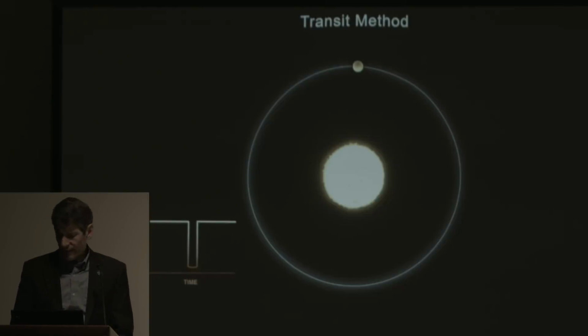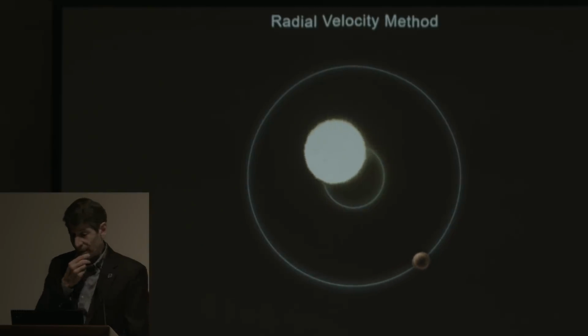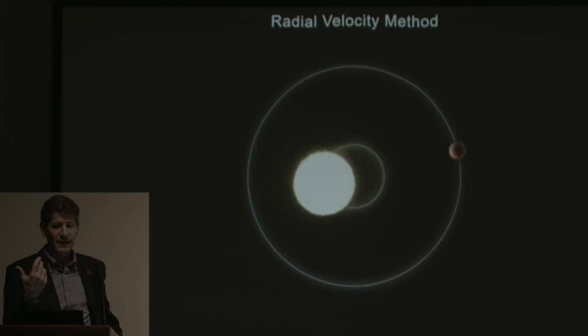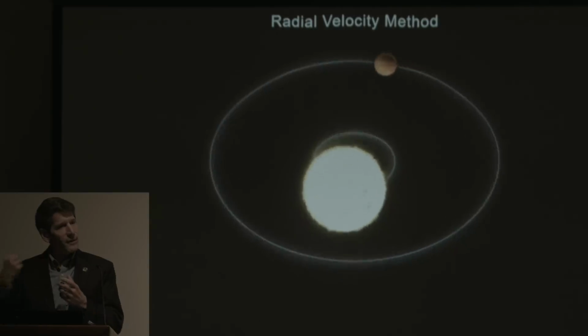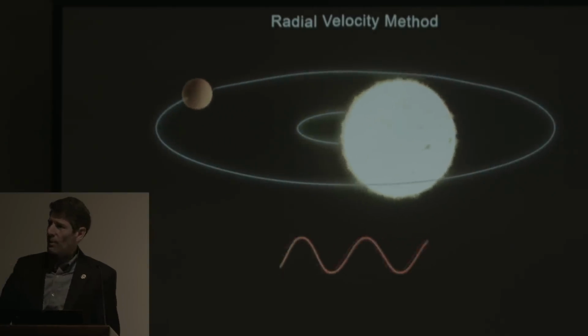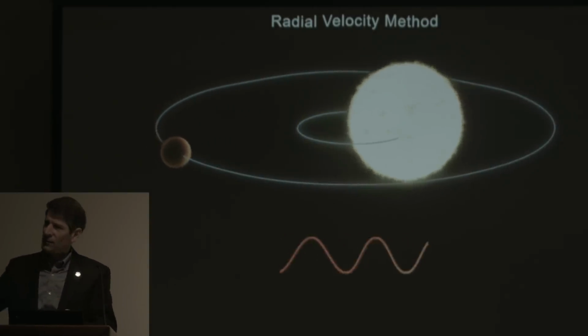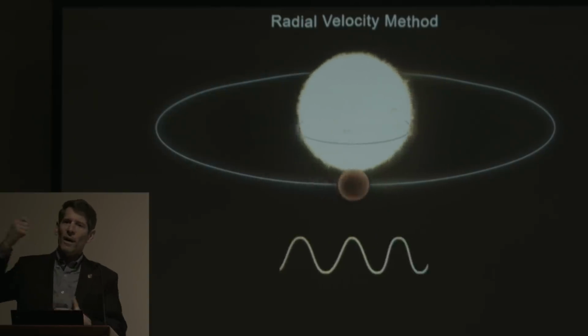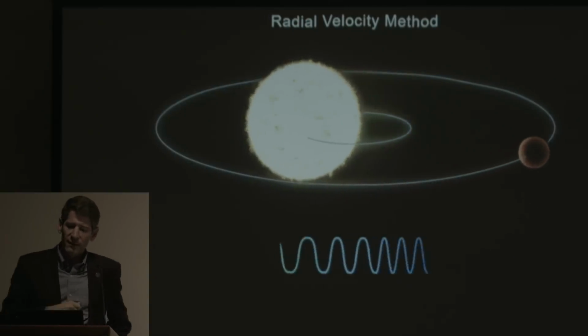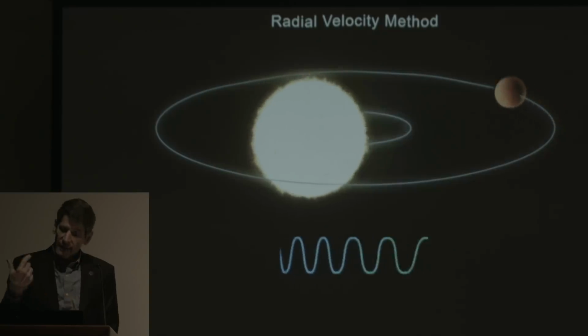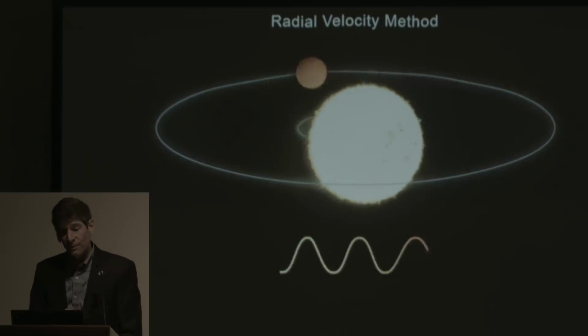Another very powerful technique, which was actually the first technique to detect exoplanets, is what's called the radial velocity technique. And that is, as a planet orbits around a star, it makes the star wobble. Much like if you have a rock on the end of a string and you spin it around your head, your body reacts to the motion of the rock, and so the star reacts to the motion of the planet.